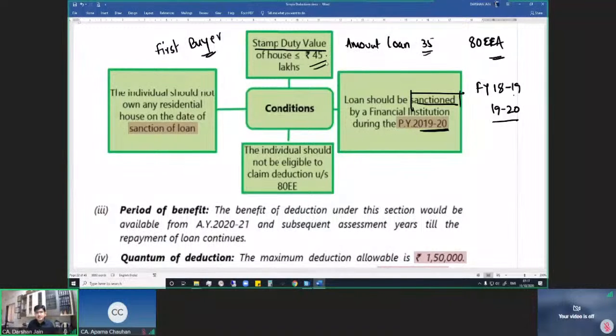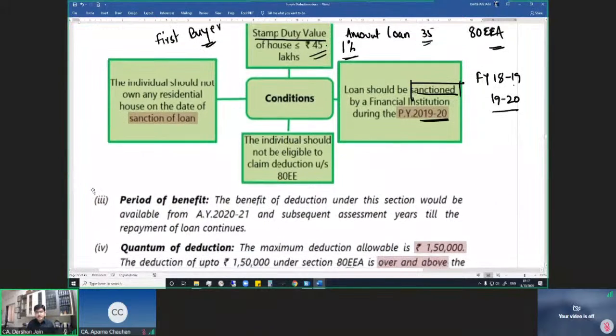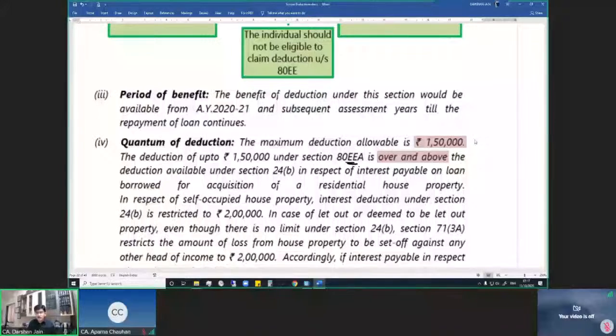A similar limit is also provided as far as 45 lakh rupees is concerned. It is also provided under the GST rules, wherein the rate of tax for PMAY is 1% for affordable houses having a value of less than or equal to 45 lakhs. So a similar extension you find in the Income Tax Act. However, you can claim a deduction here of rupees 1,50,000 over and above.